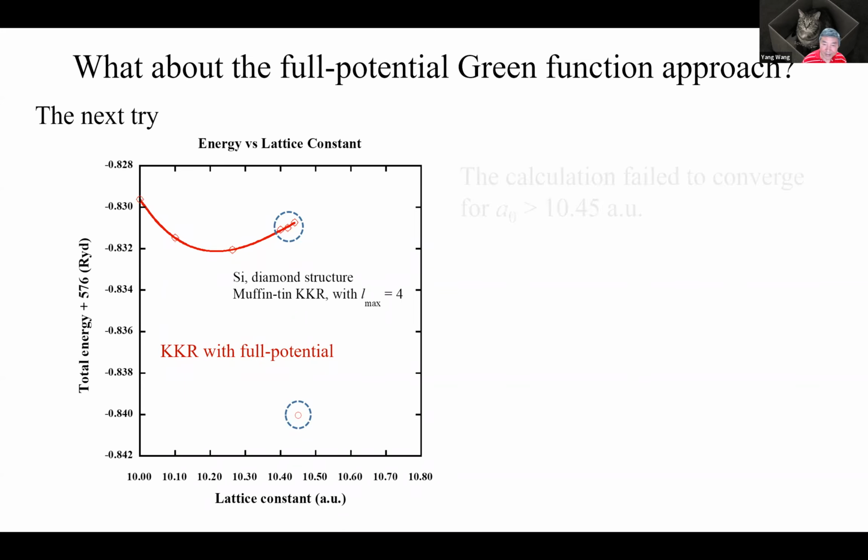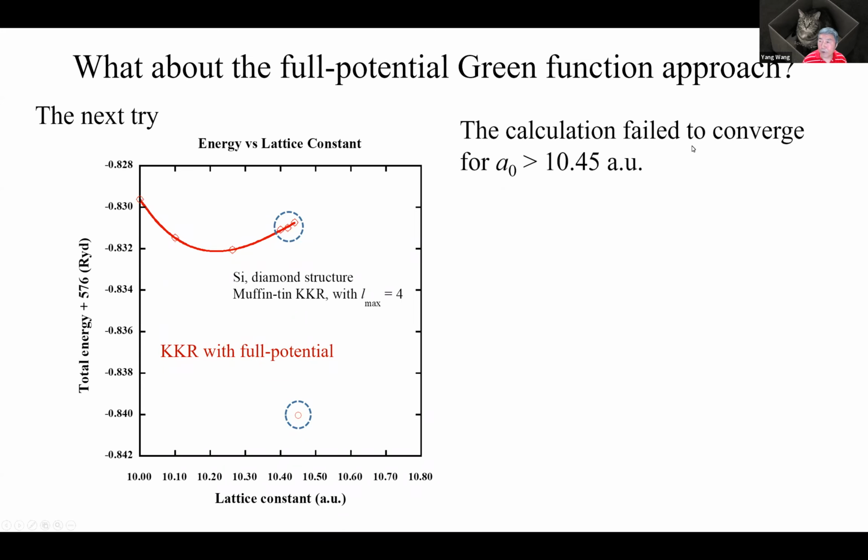Another thing is, the calculation also failed to converge if the lattice constant is greater than 10.45. For a larger lattice constant, you're never going to get a converged result. That's the problem. So what is going on? We have not solved the problem quite right yet, but we are getting close.